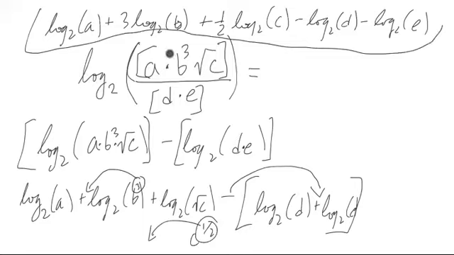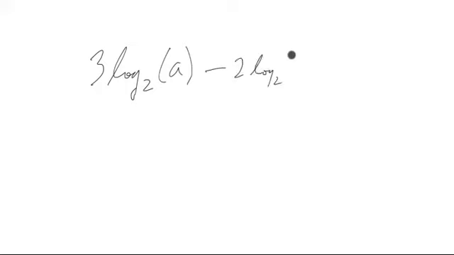Now let's look at one more example. What if we want to compress a log expression? Maybe we have something like 3 log base 2 of a, maybe minus 2 log base 2 of c, and minus 1/2 log base 2 of d. Okay, how do we proceed?